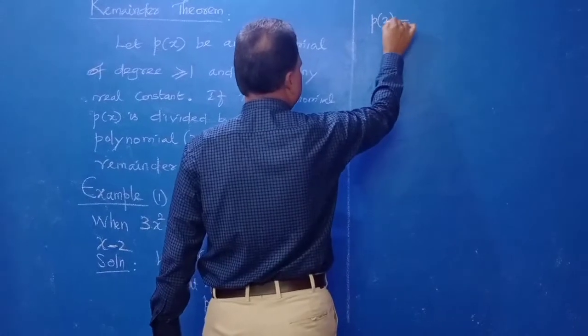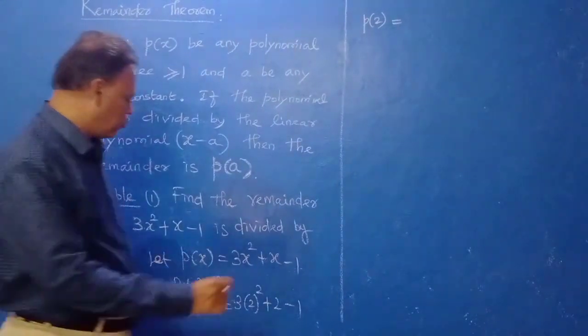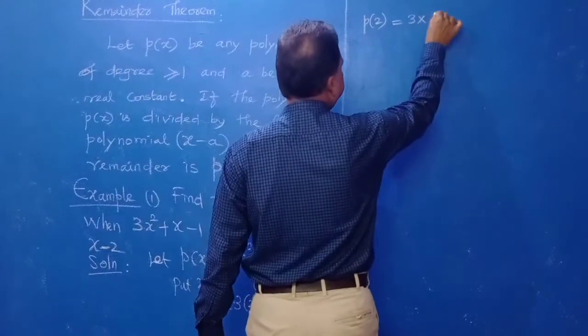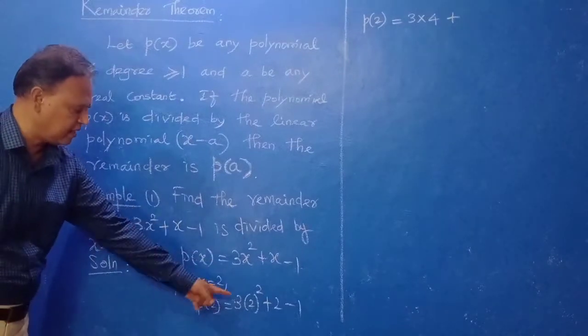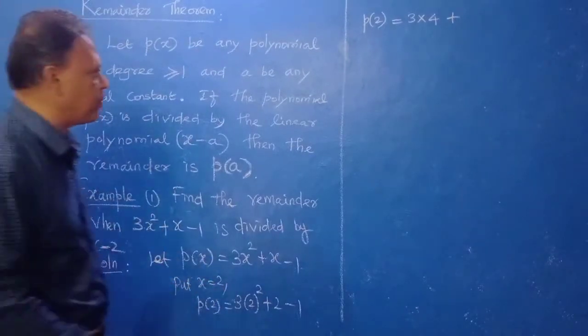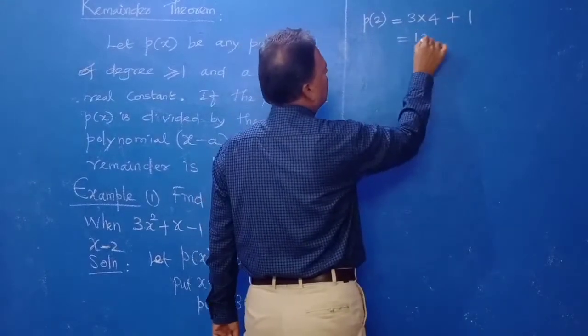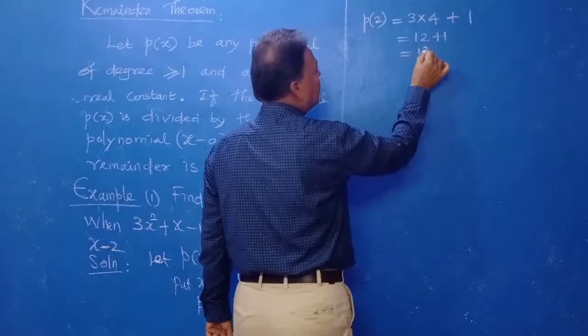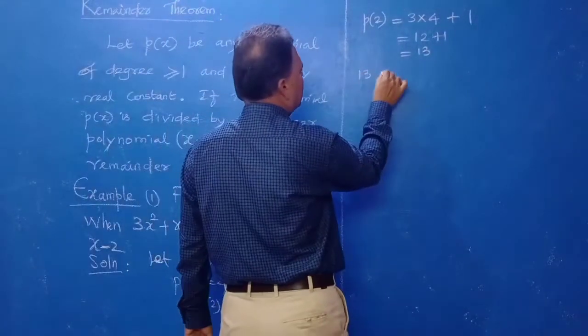What are you getting? 3 into 4, plus, first you square it, then multiply by 3, plus 2 minus 1. 2 minus 1 is 1, you write. So 12 plus 1, 13. Therefore 13 is the remainder.